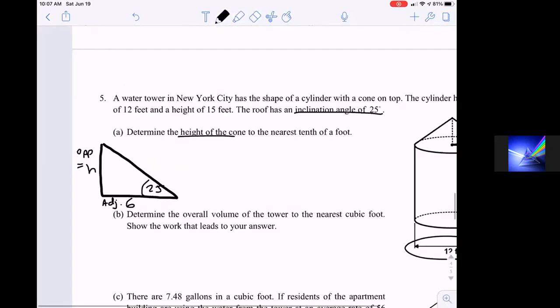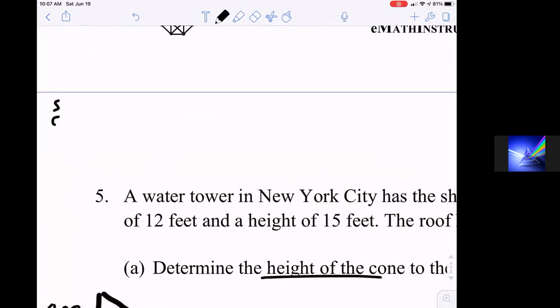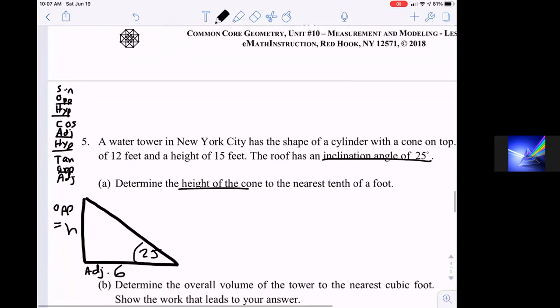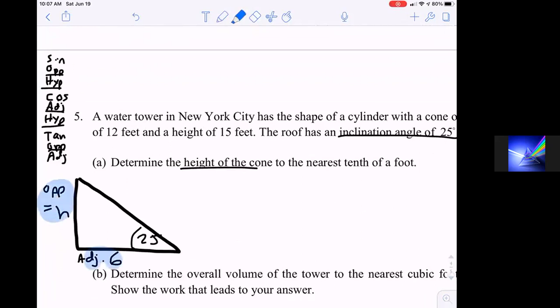And the only trig function, if you remember your SOHCAHTOA, sine is opposite over hypotenuse, cosine is adjacent over hypotenuse, and tangent is opposite over adjacent. And that's exactly what we have here. We have the opposite side of the triangle and the adjacent side of the triangle. So we're going to use the tangent ratio of that angle right there. Let's set this up: tangent of 25 degrees equals opposite, that's h, what we're looking for, divided by adjacent, which is 6.